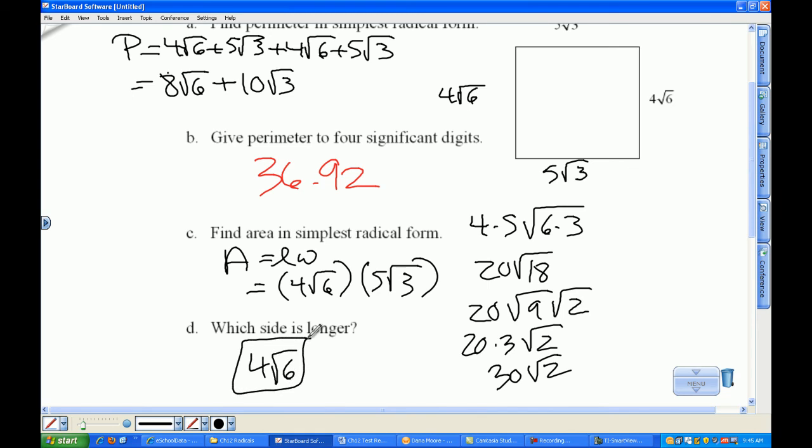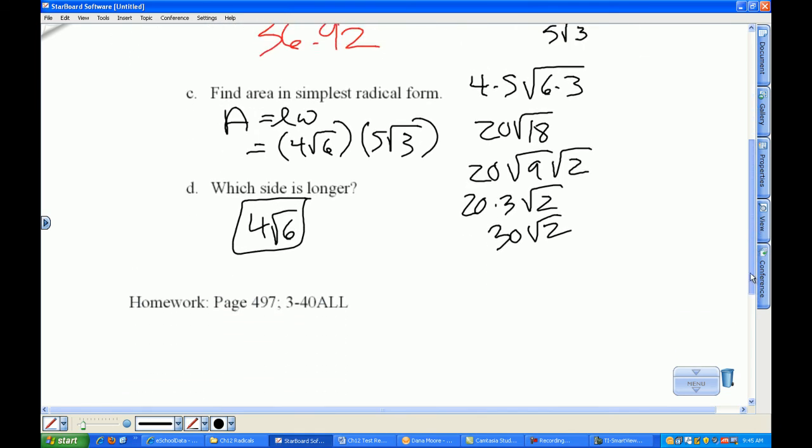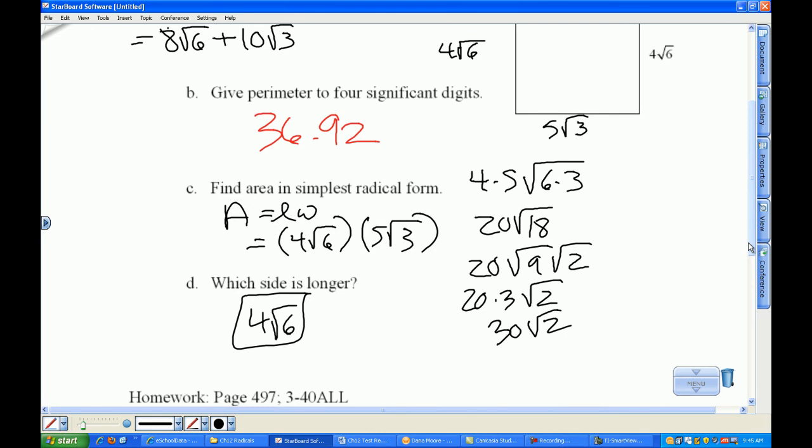This completes the review for the chapter, give you a quick overview of what's on the test. Tomorrow we're going to work on page 497, 3 through 40, all in class. There will be a quiz on multiplying and dividing radicals, so please look that over.